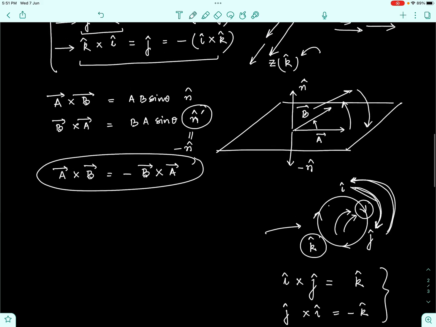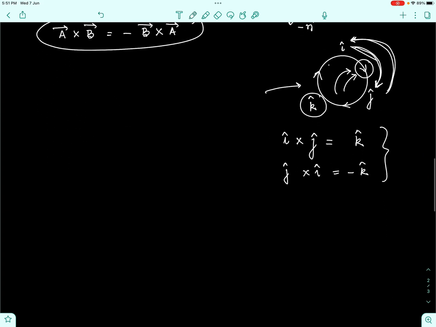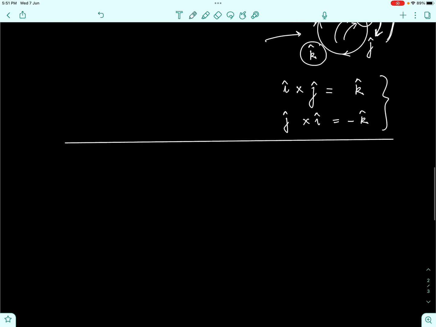Okay. So using these values now, i cap cross j cap, j cap cross k cap and so on, let us try and find out the value of the cross product of two vectors in one more way. Another formula, when the two vectors are given in their rectangular component form: finding A cross B when vectors are given in their component form.